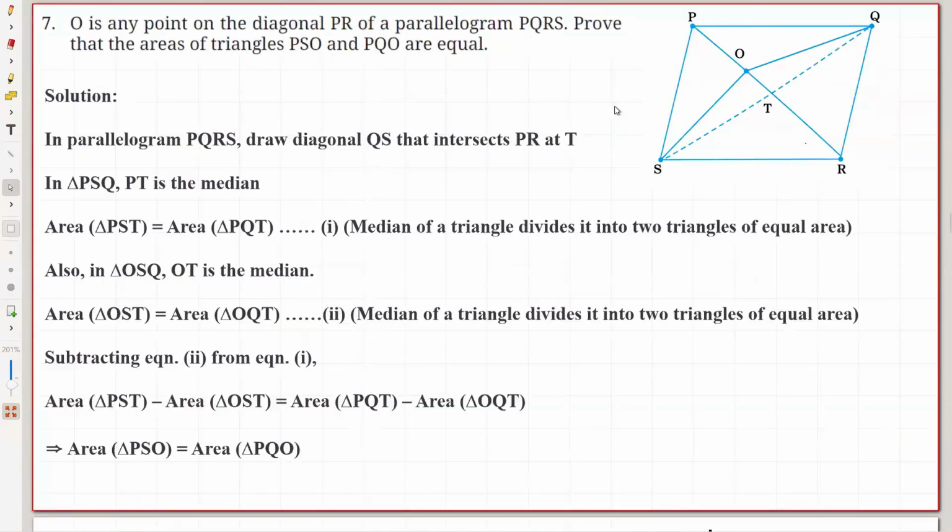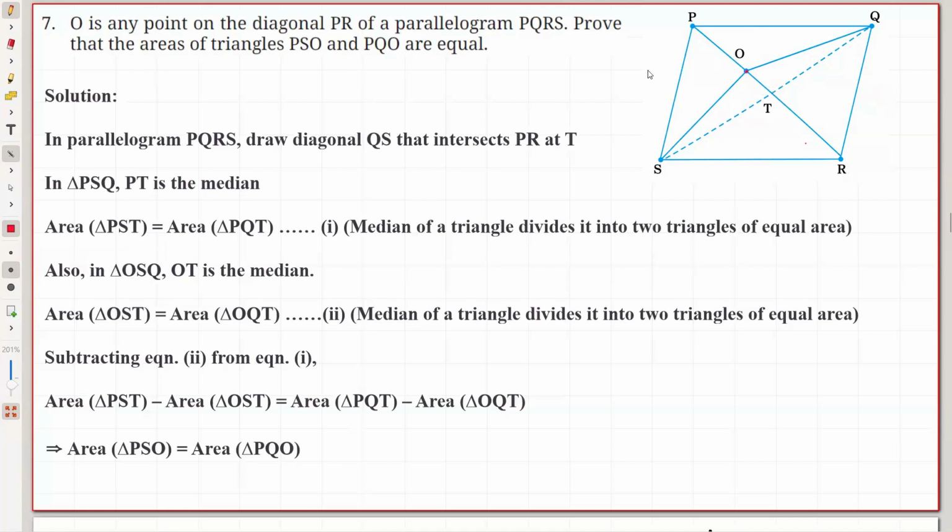So now question number 7. I have just taken the diagram. PQRS is a parallelogram. In that, I'm drawing the diagonal PR, and I take a point O on the diagonal PR. O is here.